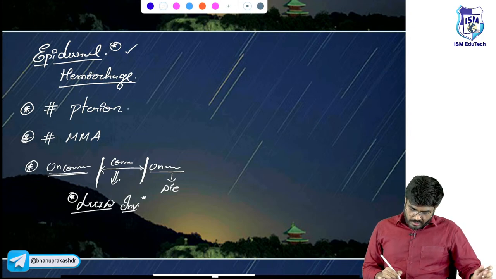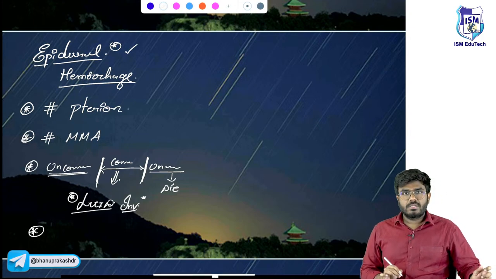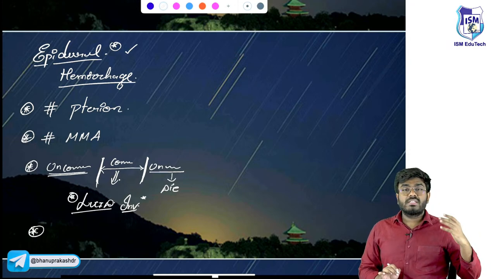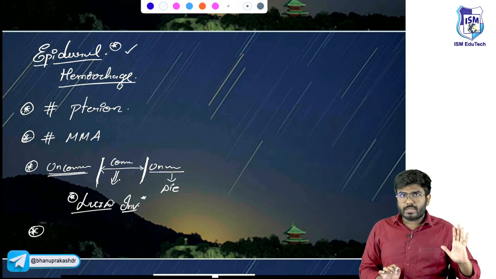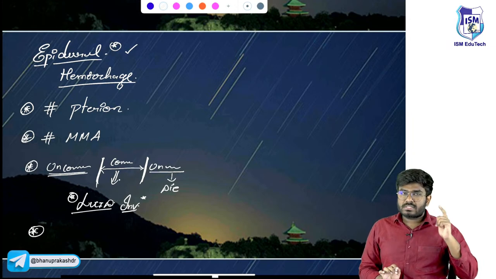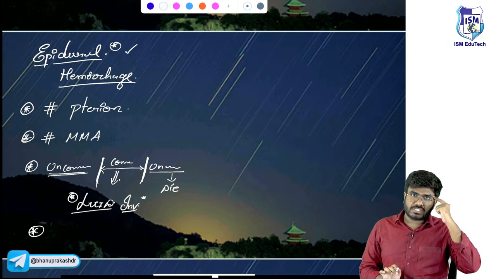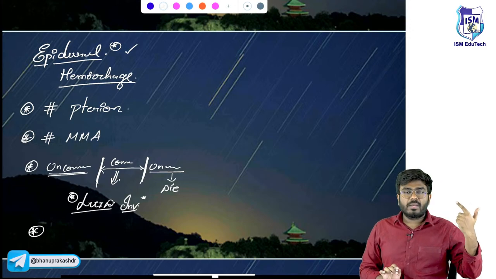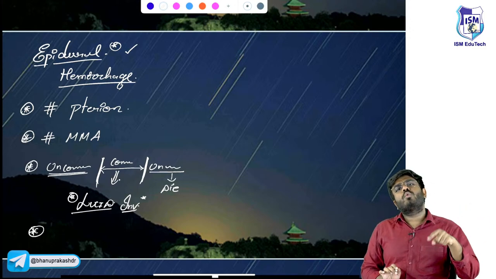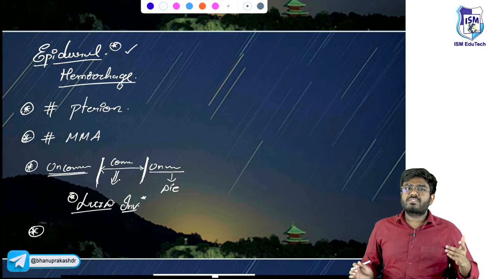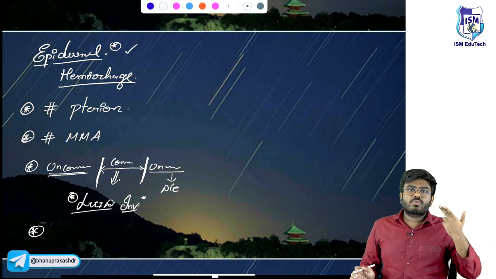In epidural hemorrhage, now what if the patient is a little educated person? Imagine he is a medico. Instead of going home, he knows there is a trauma that has happened to this region of the skull. The pterion might have been damaged and the middle meningeal artery might have been damaged. So, instead of going home, he is coming to the hospital. He says, I had this accident, just go for the CT.